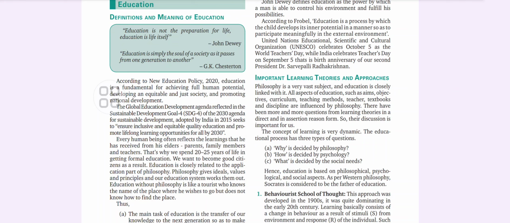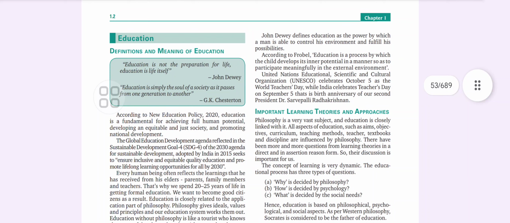So there are certain important people, great philosophers, who have given different concepts. The global education development agenda is reflected in the SDG, the Sustainable Development Goals of the 2030 Agenda for Sustainable Development, right? Now, according to Froebel, education is a process by which the child develops its inner potential in a manner so as to participate meaningfully in the external environment.